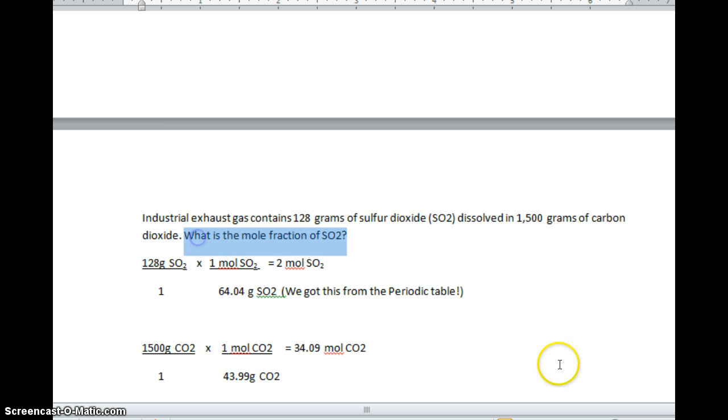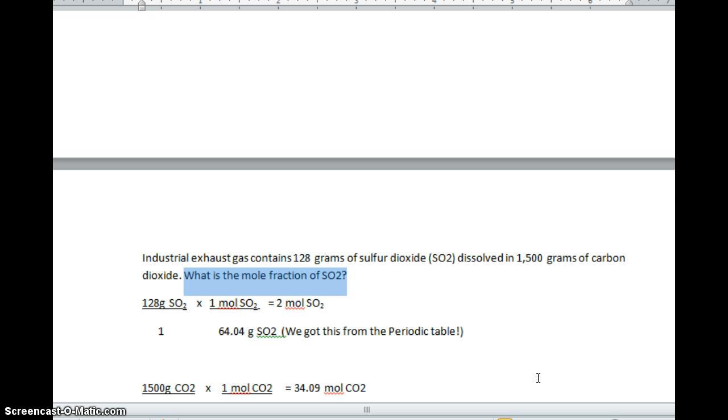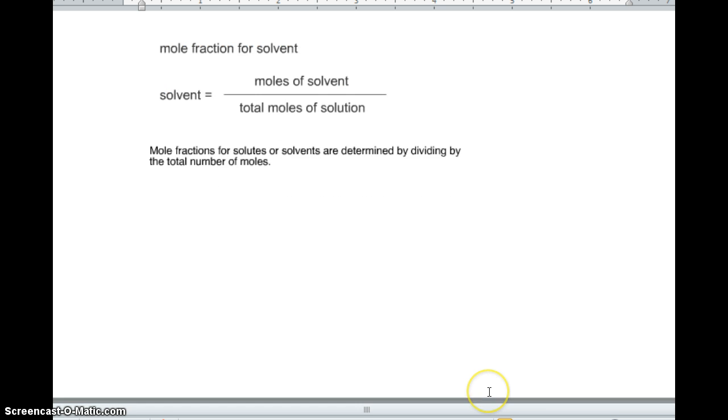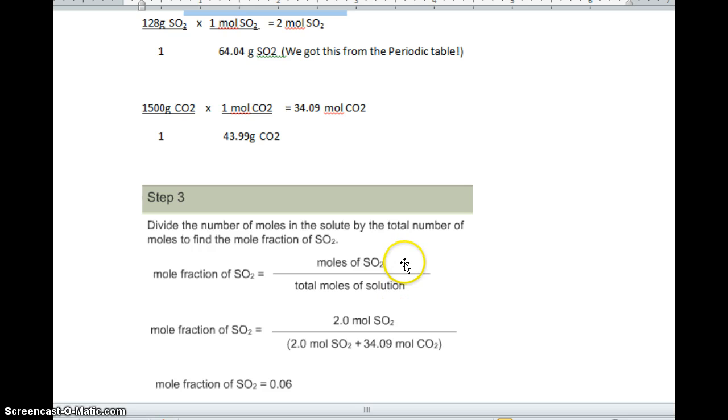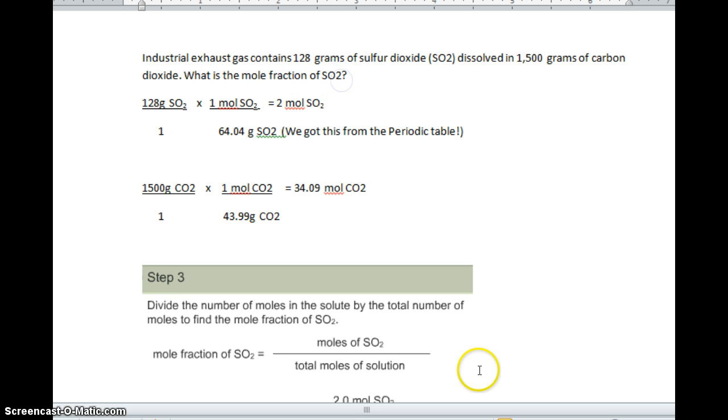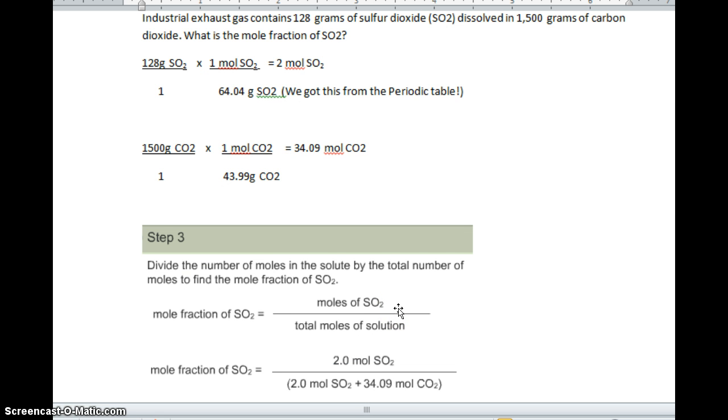Now we want to know what's the mole fraction of SO2. So if we go back up, we know that we want the moles of the solute divided by the total moles of the solution. Okay, so in other words, we want moles of SO2 because in this story problem, they ask you the mole fraction of SO2. So that's going to go on the top, the number of moles of SO2 divided by the total number of moles of the solution. So we have to put 2 plus 34.09. So it's the number of moles of SO2 plus the number of moles of CO2.